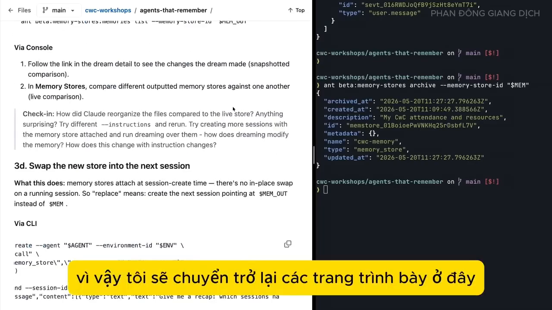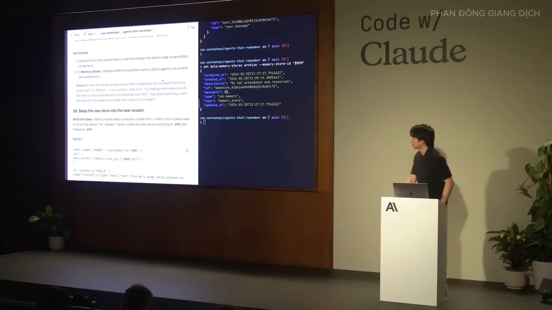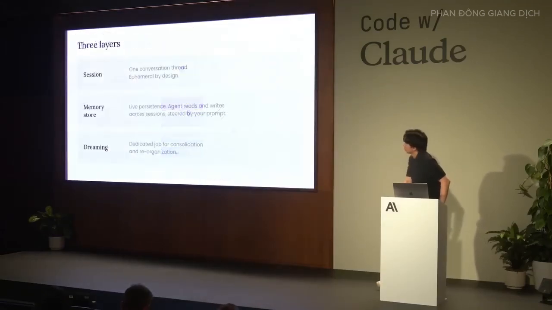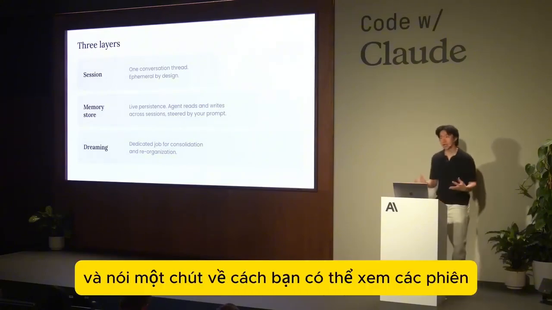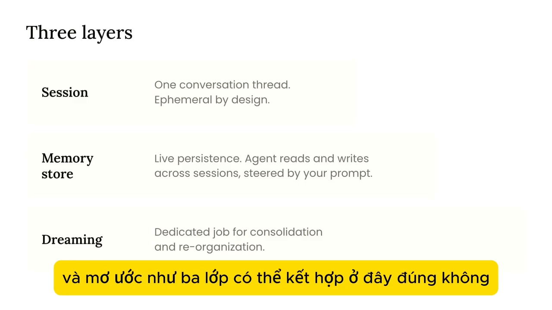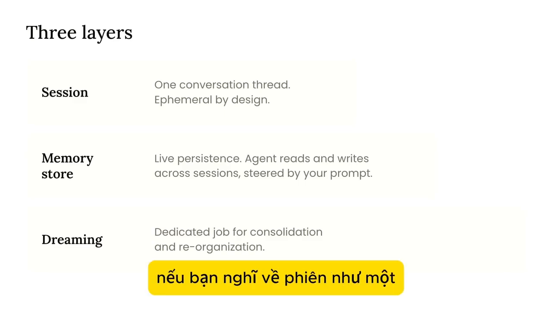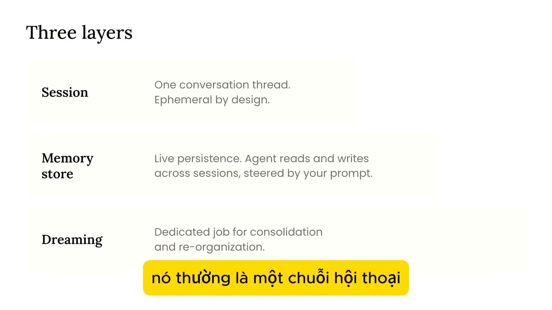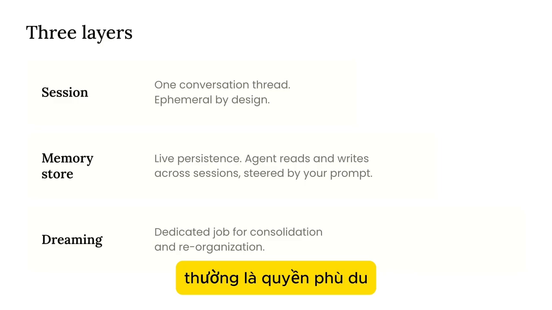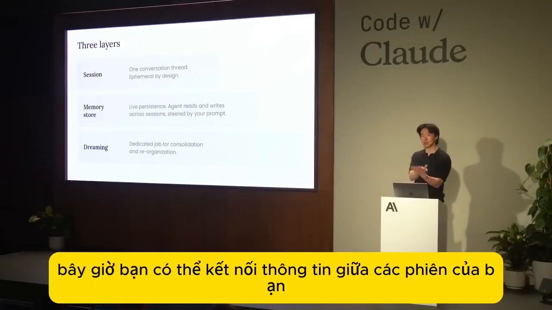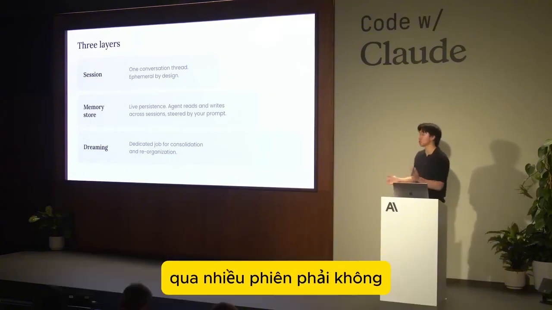Great, so I'm going to switch back to the slides here, and talk a little bit about how you can view sessions, memory stores, and dreaming as three composable layers. If you think of a session as an isolated instance of an agent running, it's typically one conversation thread, typically ephemeral, right? A memory store augments that. So now you can connect information across multiple sessions, right?